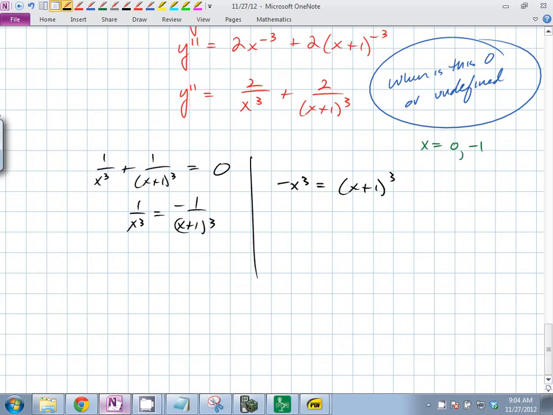Well, let's try this. I'm going to put a big star here. What's the cube root of negative x cubed? Negative x. And the cube root of x plus 1 cubed is x plus 1. So we think it's going to be negative 2x is equal to 1, x is equal to negative a half. What happened before when we tried to do this over here?